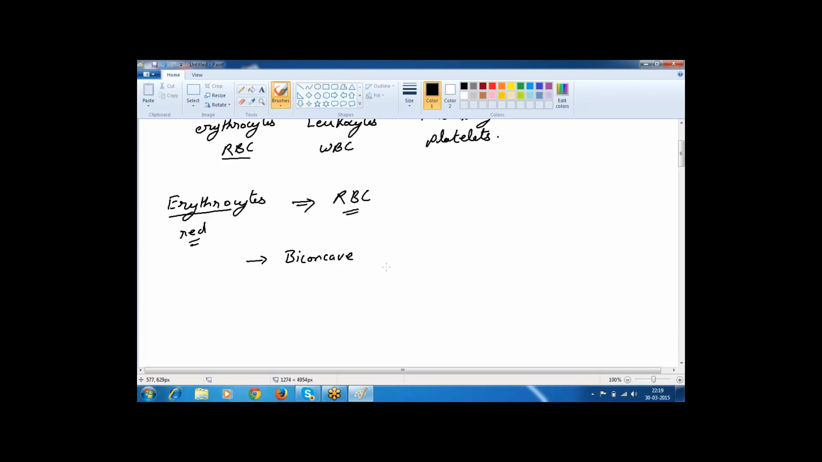What do we mean by biconcave? And why they are biconcave? They're somewhat like this. They're narrow in the middle and broader at the sides. So concave from this side, concave from this side. Upper side also concave, lower side also concave. This is the cut section. Of course, otherwise they will be round, somewhat like this.